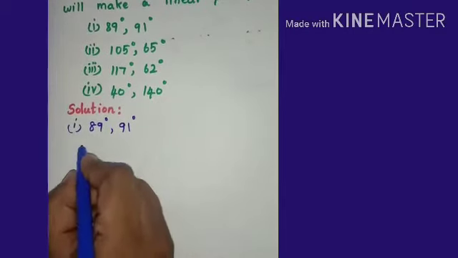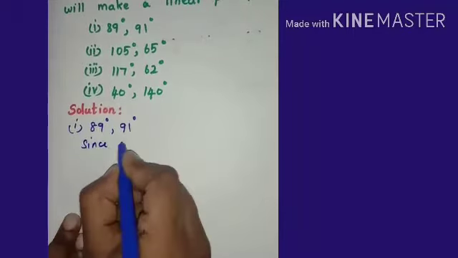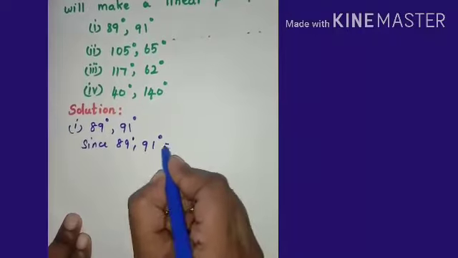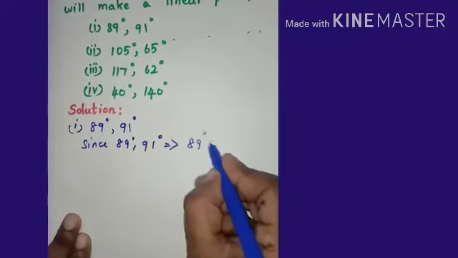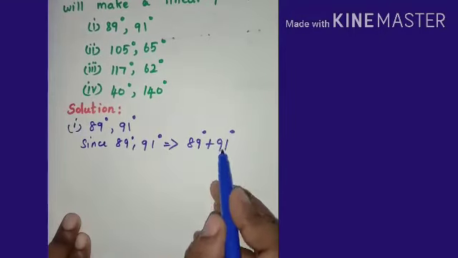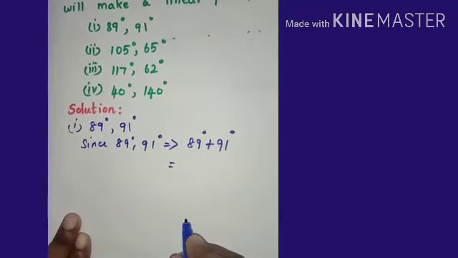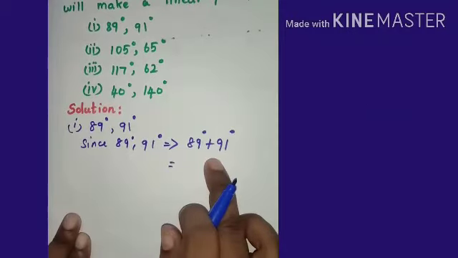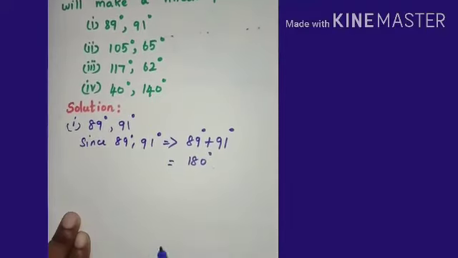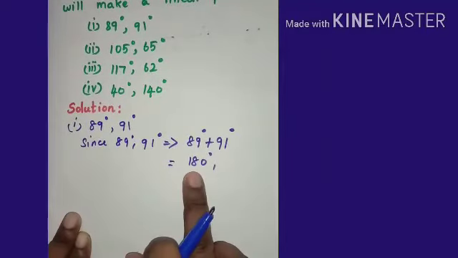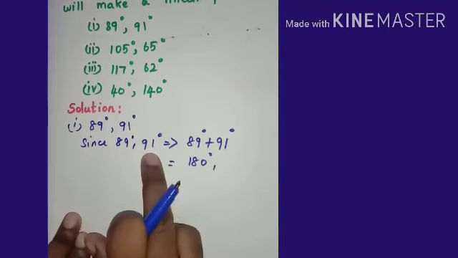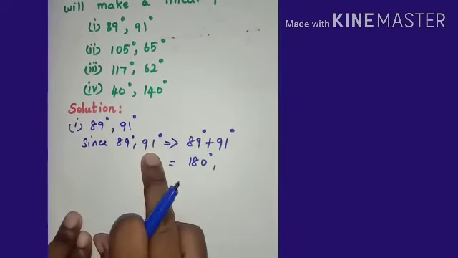So now we have to add the given two angles, 89 degrees plus 91 degrees. When we add these two angles, we get 180 degrees, isn't it? If it is equivalent to 180 degrees, then we can say these two angles will make a linear pair.